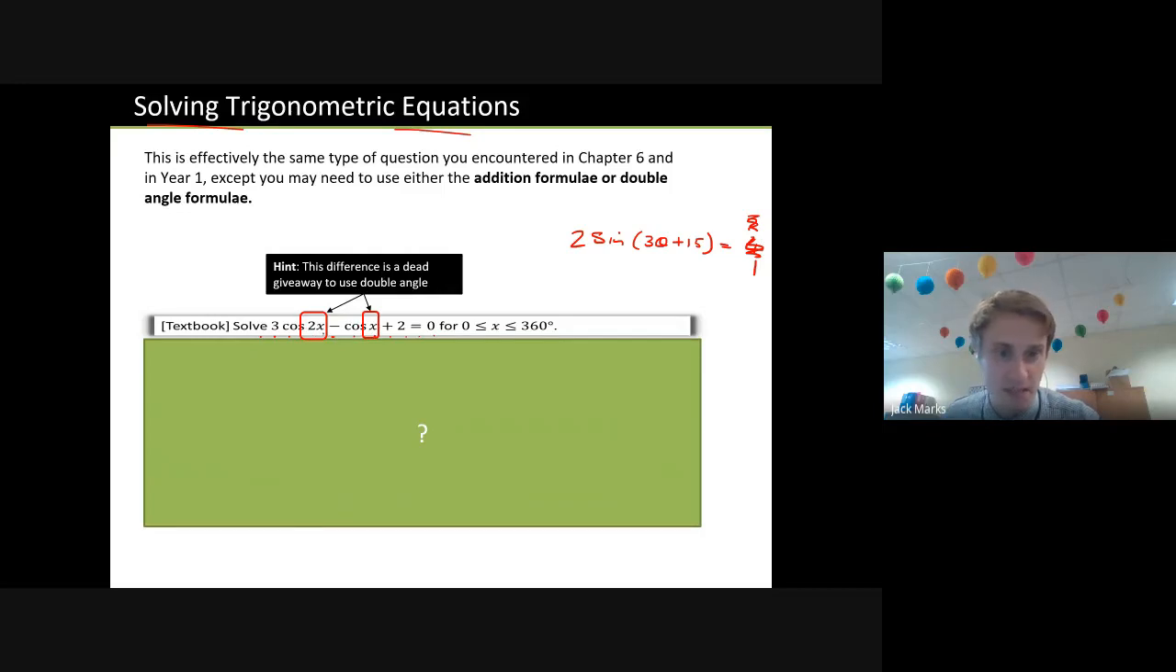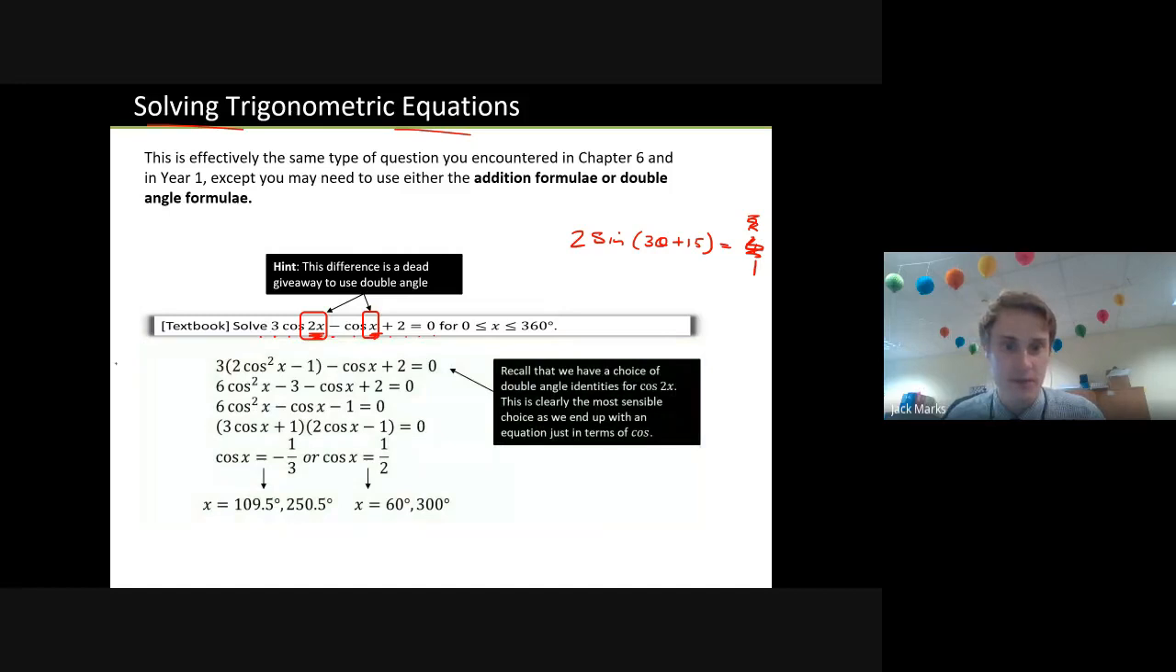So the first thing you want to spot here is how there's a mismatch. This is about 2x and this is about x. Now you don't want that, because you cannot simplify these. So what you want to do is deal with the 2x over here so that everything is about x, and then hopefully some stuff will simplify and you can work with that a little bit easier. So let's have a look. There's a few ways we could do this.